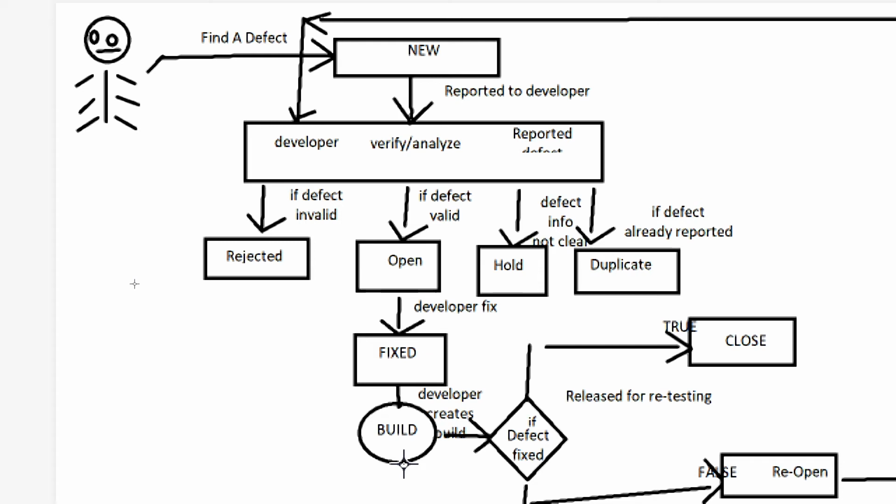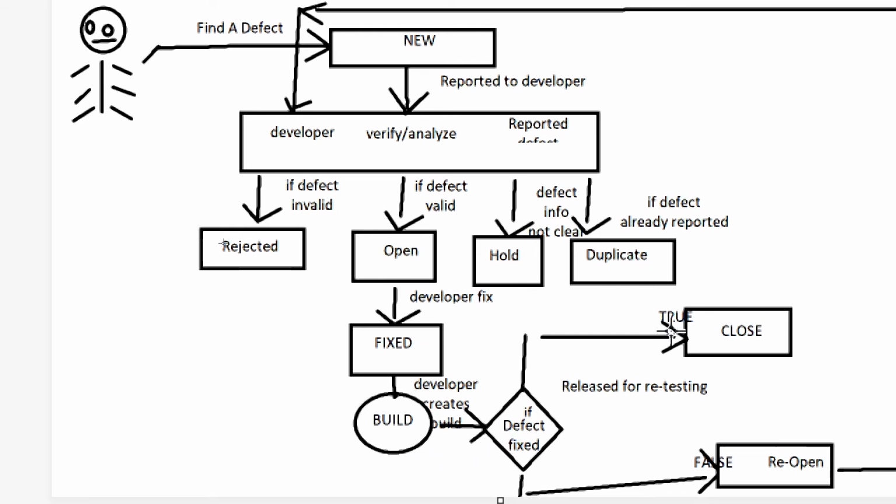Once the developer fixed the defect, it is applicable for retesting, and the developer will release this defect for retesting. Once we start testing that particular defect, if it is working fine, then the status will become close. As a tester, when that defect is working fine, the status of the defect will become close.